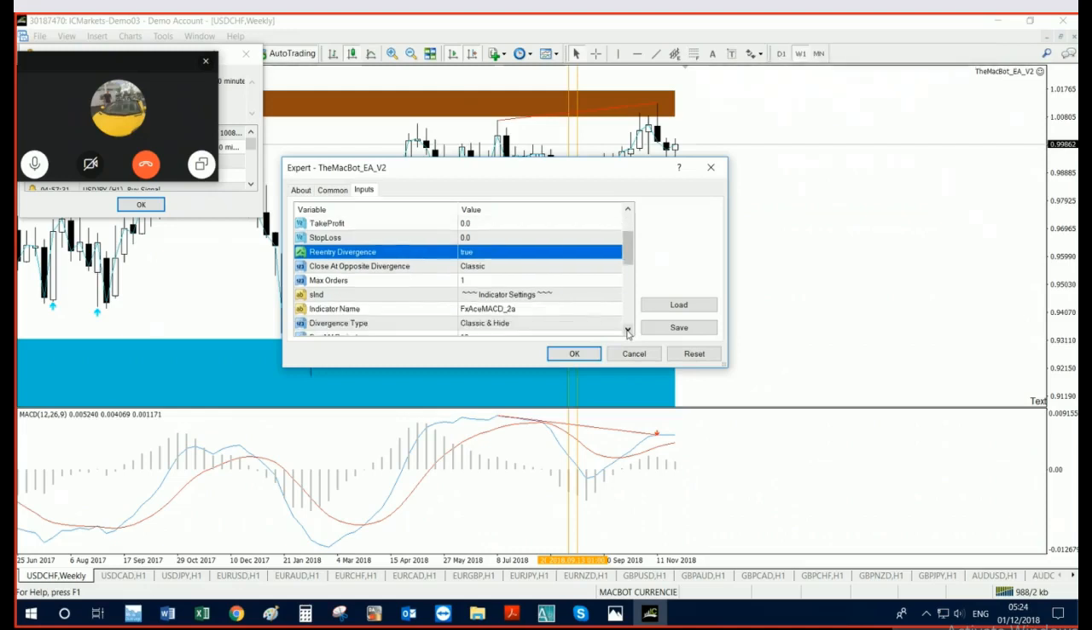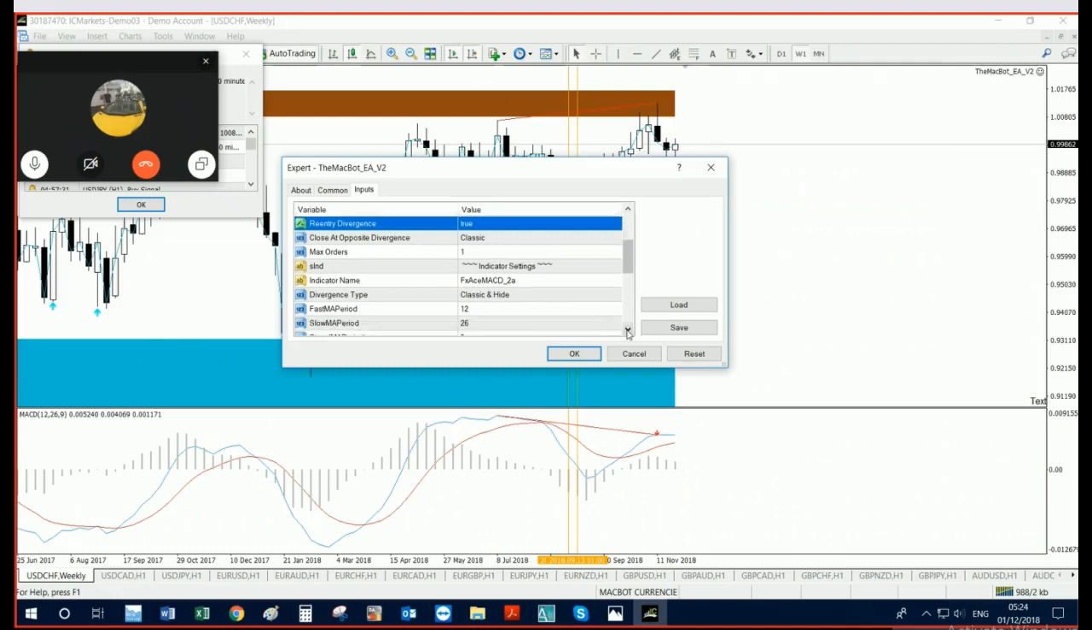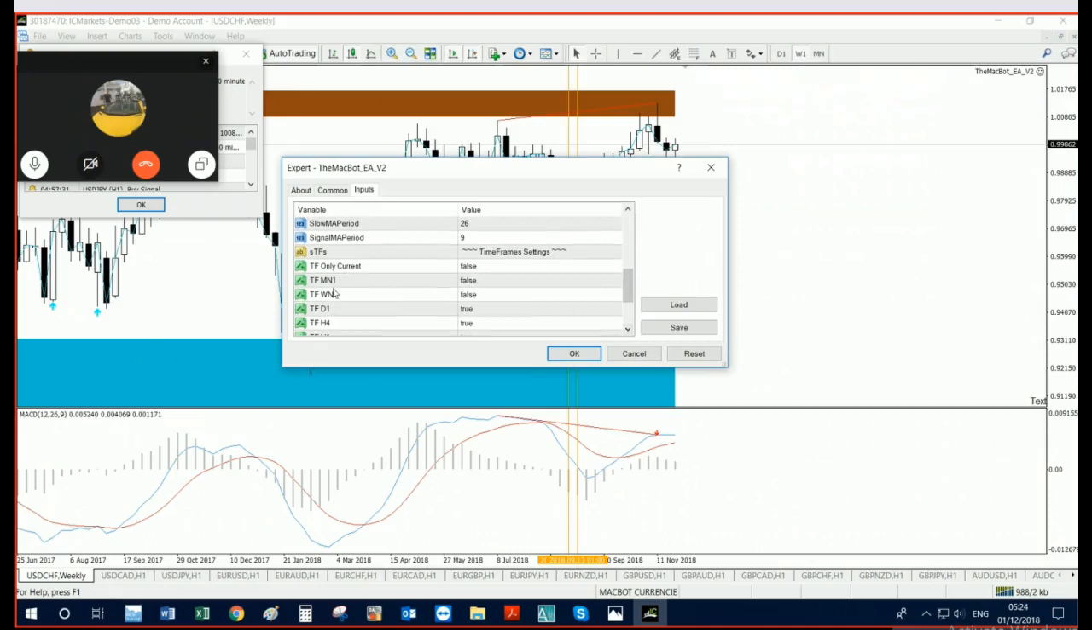Next, we're going to scroll down. In this instance, since it's a weekly instead of monthly, you're only looking to take trades off a daily and 4 hour signal. So scroll down. We'll select daily true, we'll select 4 hour true, and you will deselect 1 hour. That's it. We don't need to see it. Just select OK.